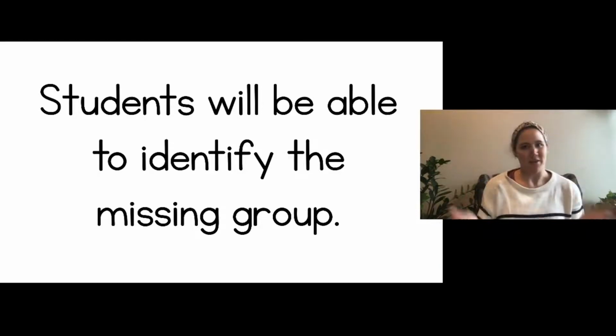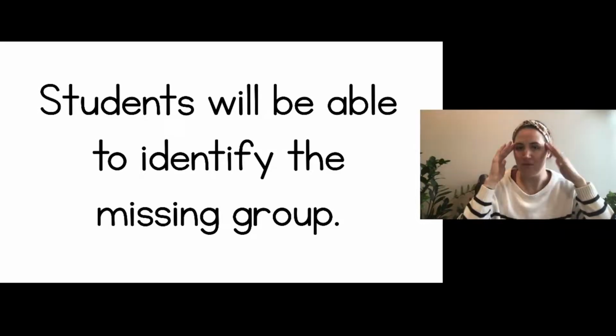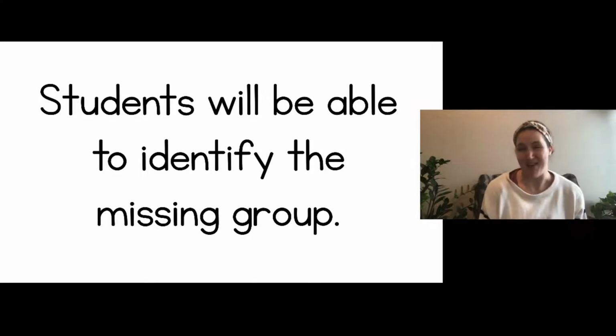Today, we're going to do something a little bit different, and we're going to be solving some word problems. We'll be looking at a picture, and we'll try to make sense of the word problem by looking at the picture to help us. It's going to be a lot of fun.